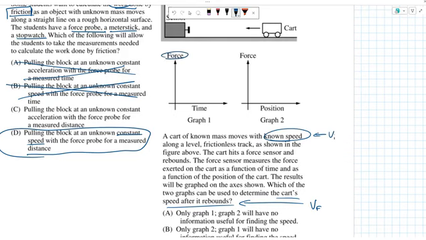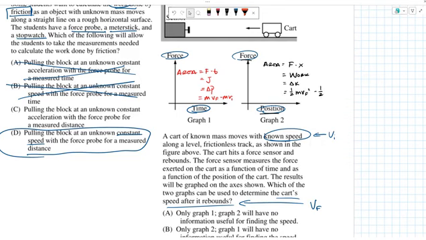So when we look at this, we have a force versus time graph and a force versus position graph. For a force versus time graph, the area is force times time. That's impulse, and that's change in momentum, which is mv final minus mv initial. For the force versus position graph, the area is going to be the x times the y, force times position. That's the same thing as work. We know that work is equal to the change in kinetic energy, and that's 1/2 mv final squared minus 1/2 mv initial squared.